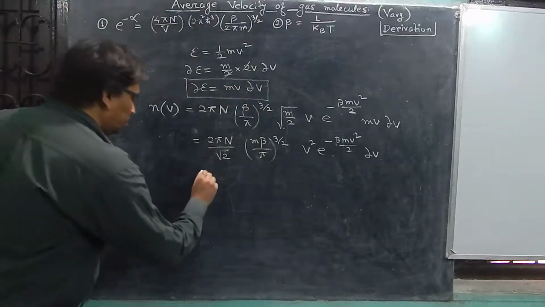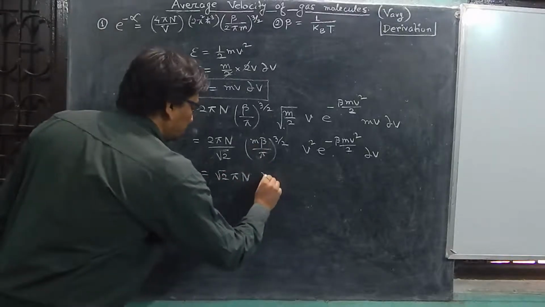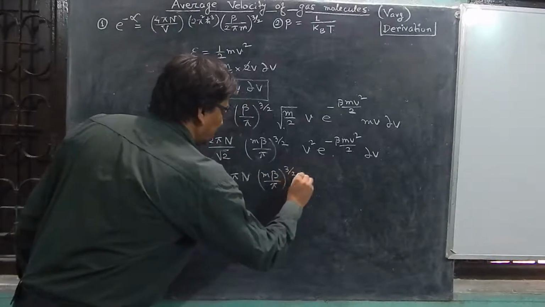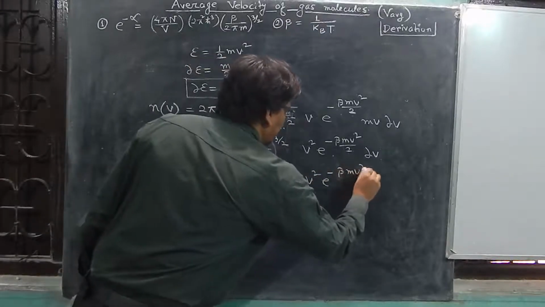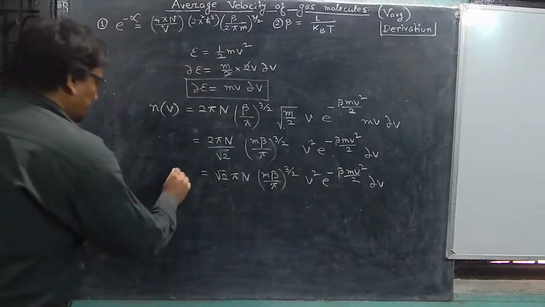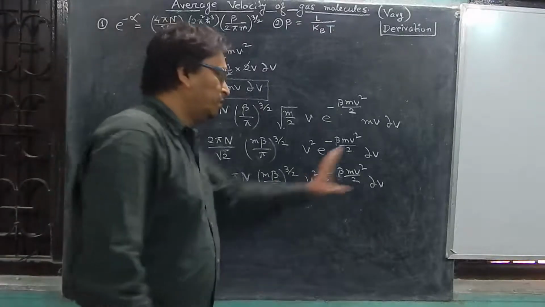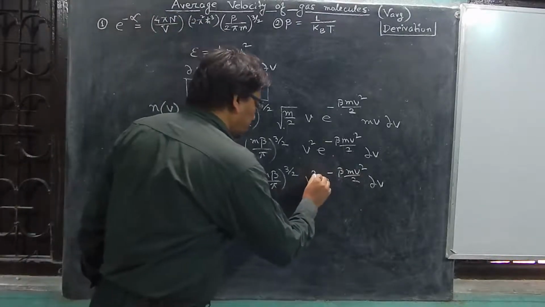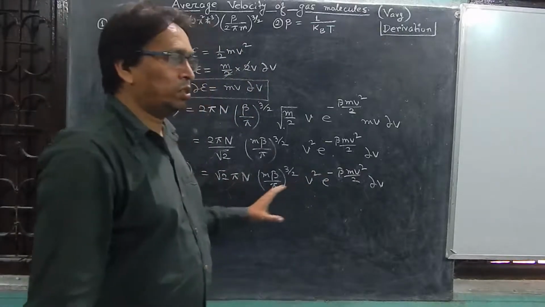Now this can be written as root 2 pi n and m beta by pi whole to the power 3 by 2 v square e to the power minus beta mv square by 2 del v. So this is the velocity space of particles having velocity v. Now this is not the average velocity, this is the velocity space of the total system. Now if we want to find out the average velocity of the total system, that is not possible here.